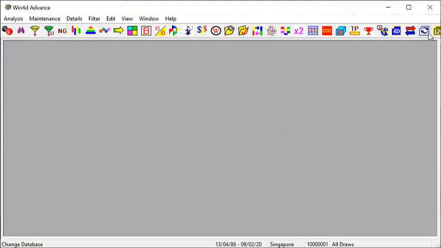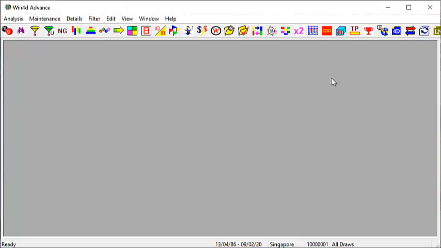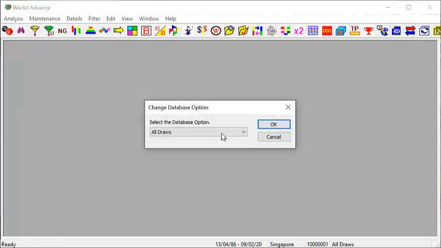Now for those who already purchased the software, click on the word called change database. You can see that we have 4 types of data that includes Singapore, Malaysia Magnum, Malaysia Sports Toto, and Malaysia 1+3D. Today, because of the limited time I have, I will only be discussing the Singapore and Magnum numbers with you, right, over here under this icon.